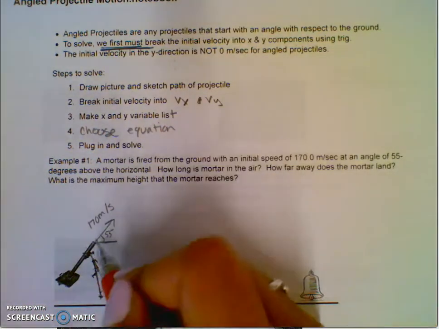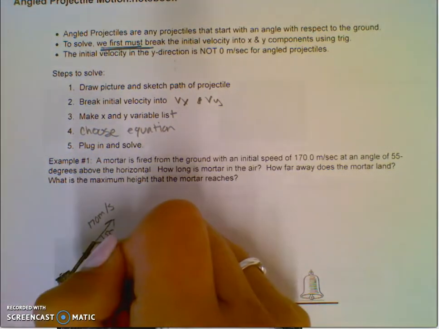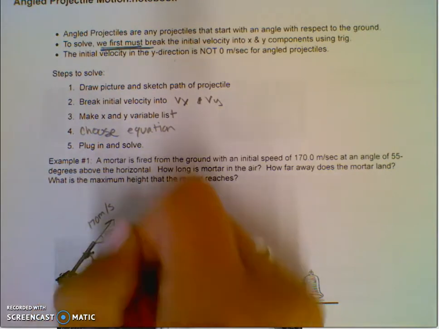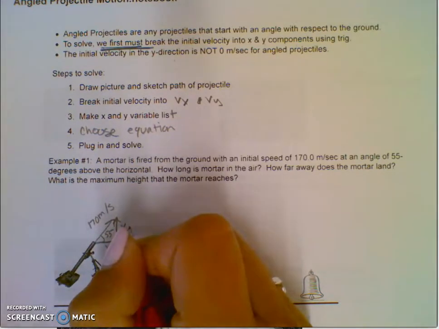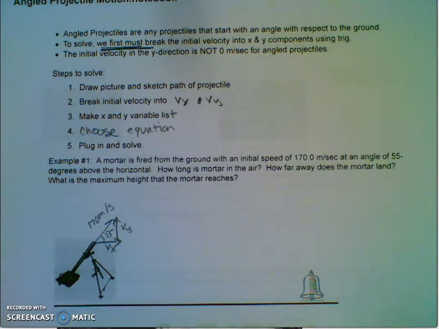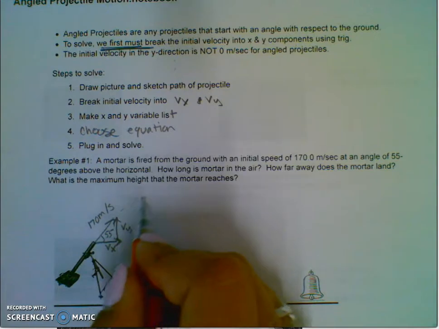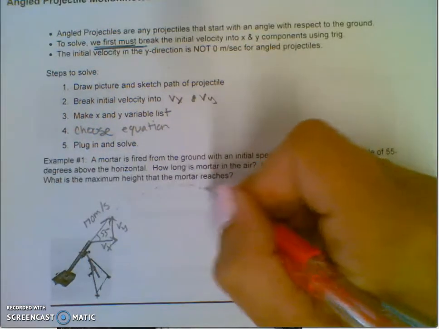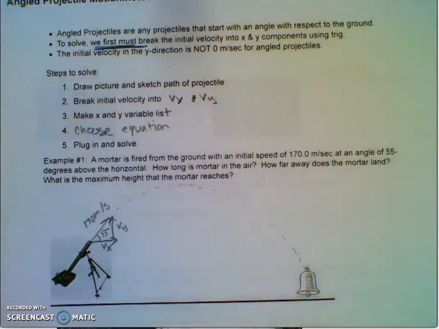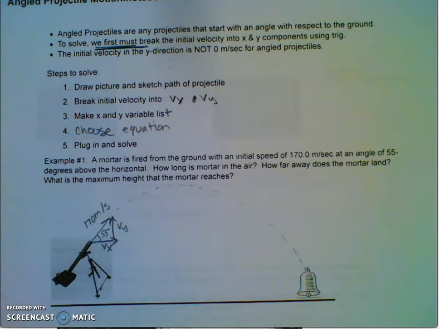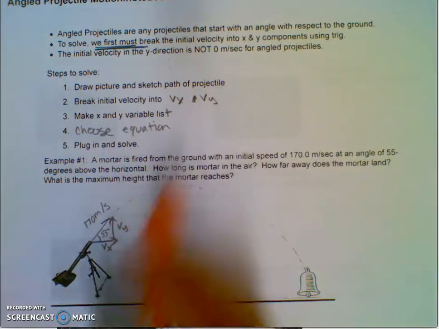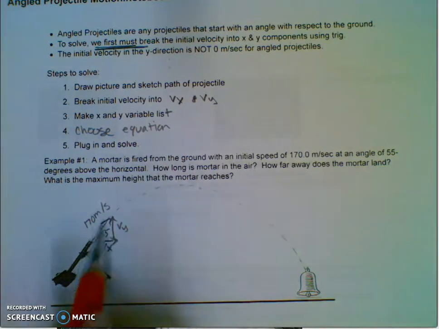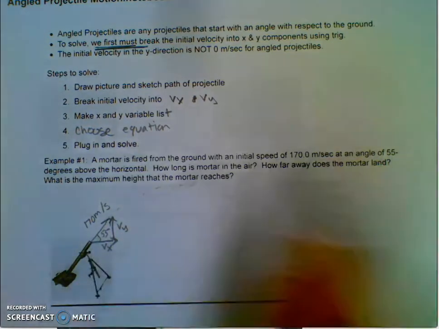That initial speed is always going to go on the hypotenuse of the triangle, and then you make the triangle, so the Vx and the Vy. And then as this goes up, it's going to follow some kind of path like that. That's step 1: draw a picture, sketch the projectile. Then break the initial velocity into x and y. So x and y, this is the initial velocity here.